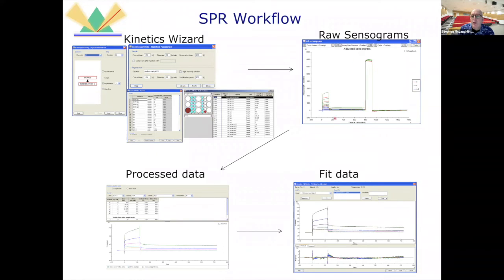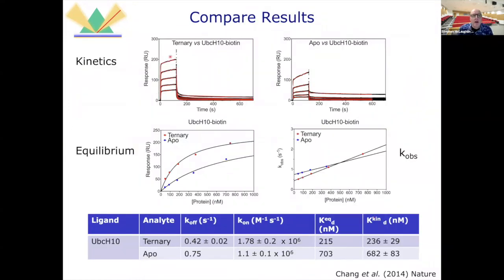You can then get these data, which you can adjust. You need to take away the reference, and then double reference, taking away the buffer control, and then you can fit the data. In this case, I could compare the results of the individual kinetics here in red between the apo and the ternary. I could look at the equilibrium response at the end, and also at the observed association rate constants by looking at the observed rates against concentration. From the individual rate constants, I could look at the kinetic binding constant and compare that against the equilibrium binding constant from this equilibrium data here. They all match very, very nicely. We could see that upon activation there's much tighter binding of the APC/C to its E2 ligase, and that is mainly through changes in the off rate.